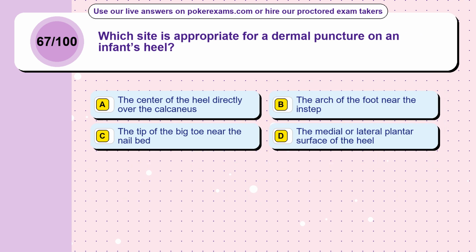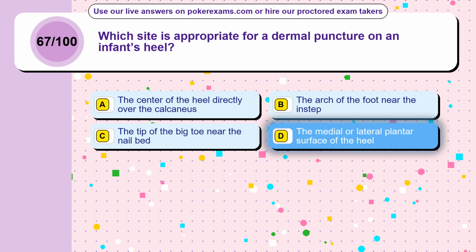Question 67. Which site is appropriate for a dermal puncture on an infant's heel? Option A. The center of the heel directly over the calcaneus. Option B. The arch of the foot near the instep. Option C. The tip of the big toe near the nail bed. Option D. The medial or lateral plantar surface of the heel.